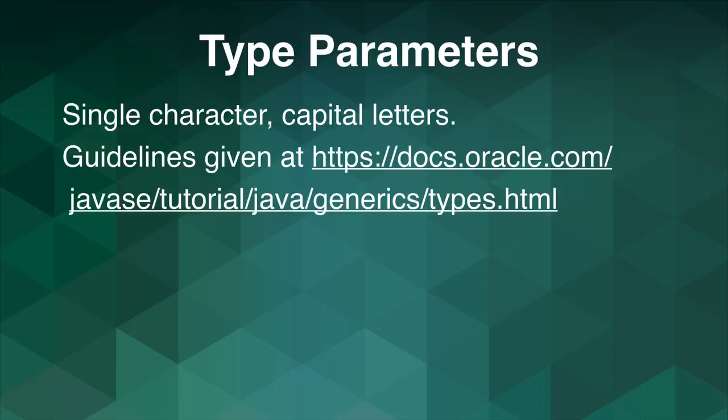Okay, moving on, type parameters. Type parameters generally are a single character and capital letters as well. You saw that in the generics section of this course, where we used type parameters and we used just a single letter. And there's a link there you can go to find out more about the guidelines given by Oracle, who of course look after Java. They've got quite extended information if you want to go in there and find out more.